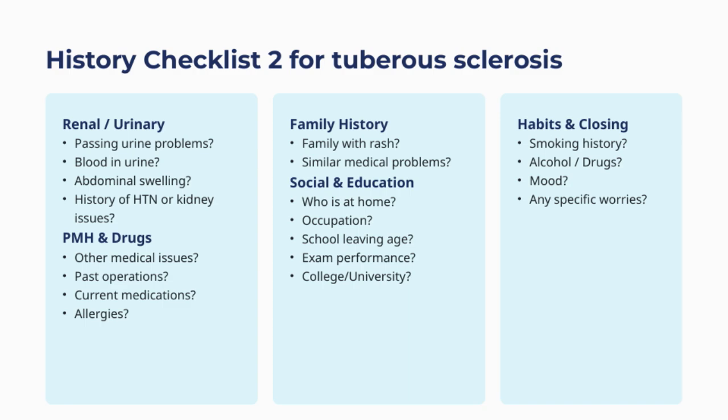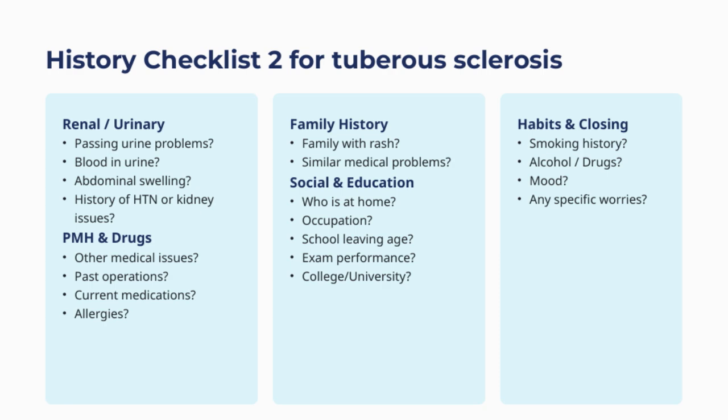Moving on to family history, we need to find out if anyone in the family has had a rash or similar medical problems, which could suggest a hereditary condition. Understanding the family background helps us identify genetic patterns, especially relevant in conditions like tuberous sclerosis.